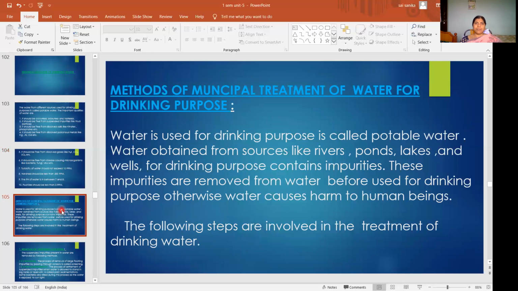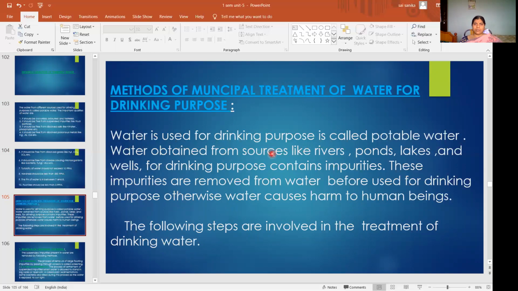Then we'll go to the methods of municipal treatment of water for drinking purpose. So whatever the water we are drinking, that will be treated first. Treating means purifying, so the removal of impurities from the water. So we'll see the municipal treatment of water for drinking purpose. Water used for drinking purpose is called potable water. So already I told, which is used for drinking purpose is called potable water.